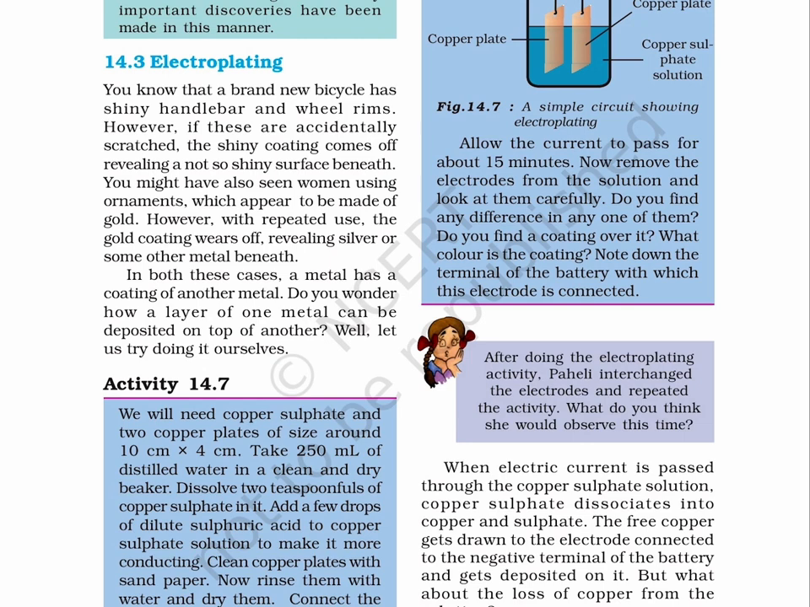In both these cases, a metal has a coating of another metal. Do you wonder how a layer of one metal can be deposited on top of another? Well, let us try doing it ourselves.